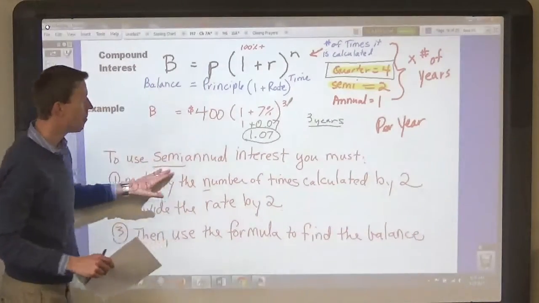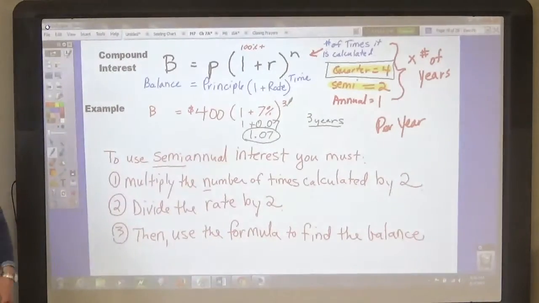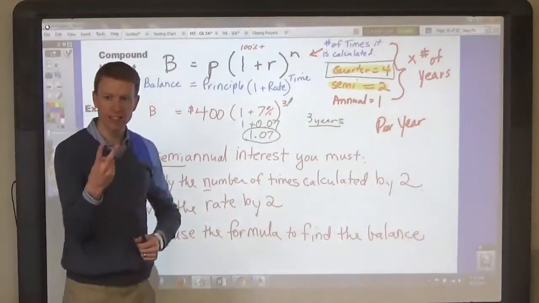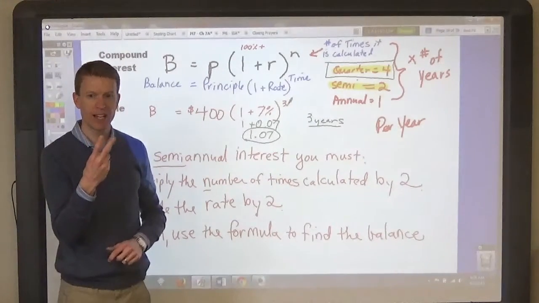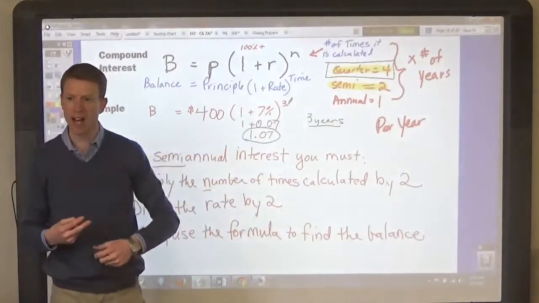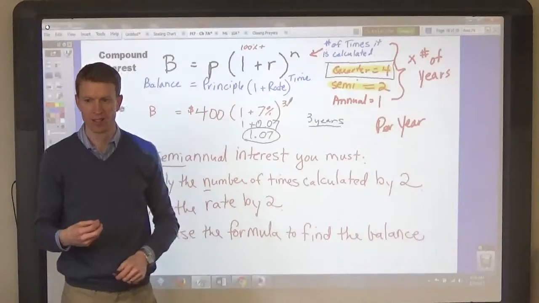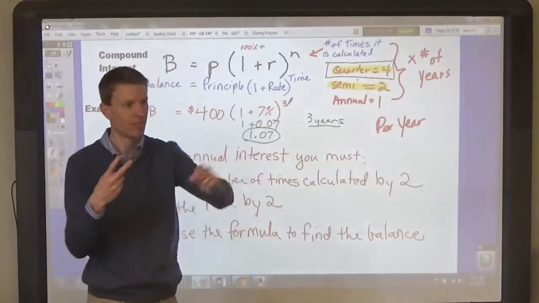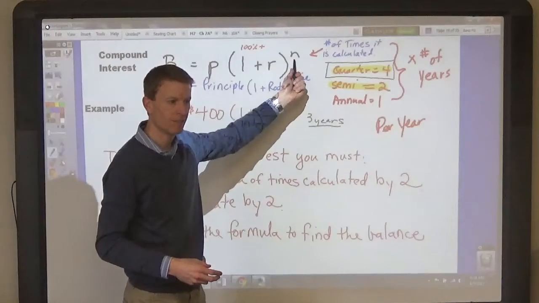There's something called semi-annual interest, where the interest is actually calculated twice a year. So if it was calculated using semi-annual interest for 3 years, then how many times would the number be calculated? 6 times. Then our exponent would be 6 in 3 years.